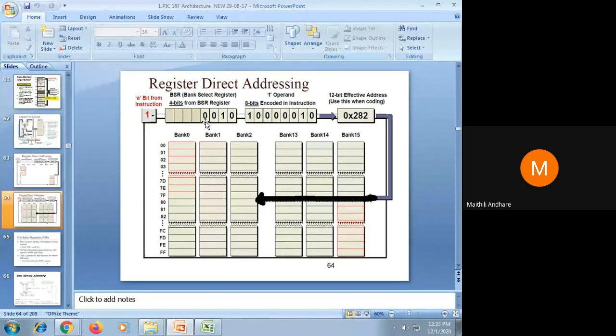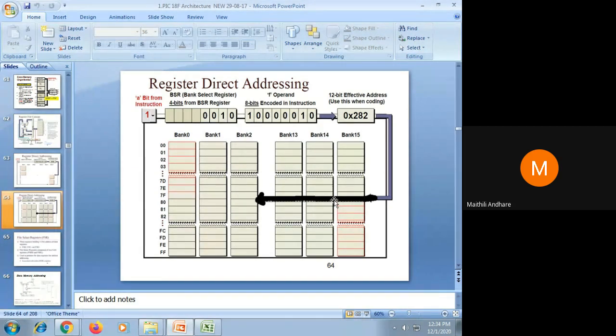Now the BSR is 0010, which means 2. So what is the meaning of this 2? Bank 2 is selected. And again in bank 2, which particular location do you want? That is 82. So that's why the total address will be 282. So the first bit is for the particular bank, and the next two bits are the location from that bank. Are you getting this? So this is the significance of data memory, which is very, very important.